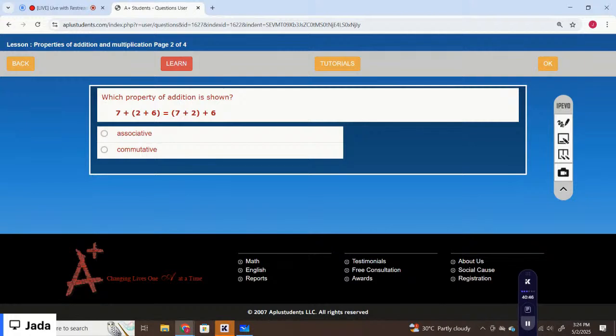Which property of addition is shown? 7 plus 2 plus 6 equals 7 plus 2 plus 6. So which is the correct option? That is the associative property of addition. Option number one is the correct option.